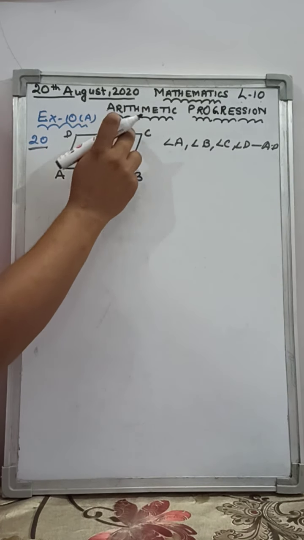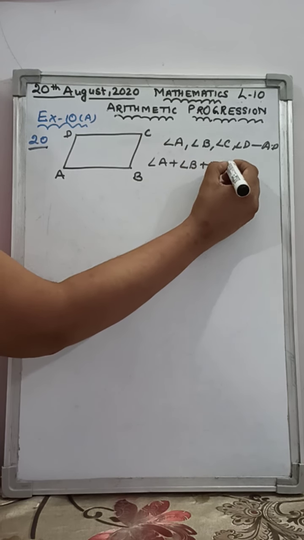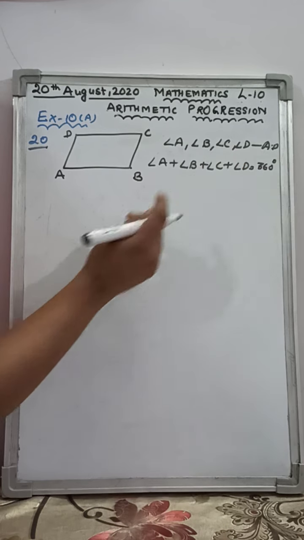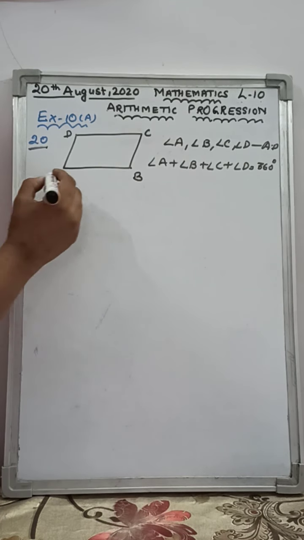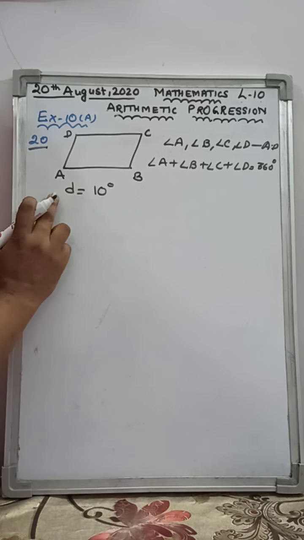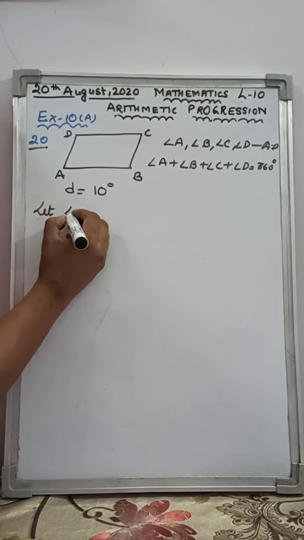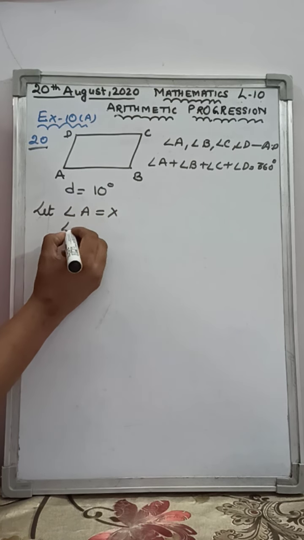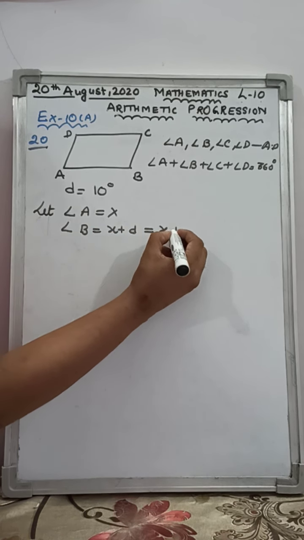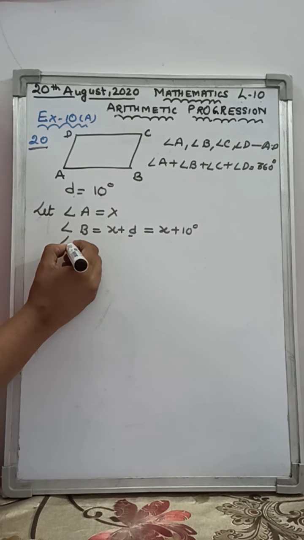And we know the sum of the four angles of a quadrilateral is 360. So angle A plus angle B plus angle C plus angle D is equal to 360. Common difference is given in the question, 10 degree. So it is represented by small d. So let angle A be x. So angle B will be x plus d. That means x plus 10 degree. We'll substitute the value of d, common difference.